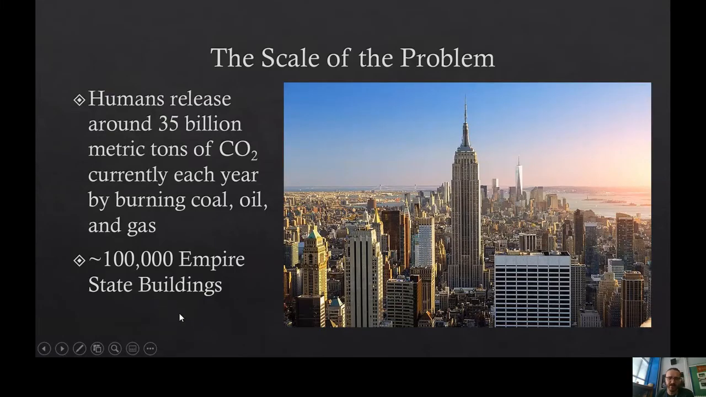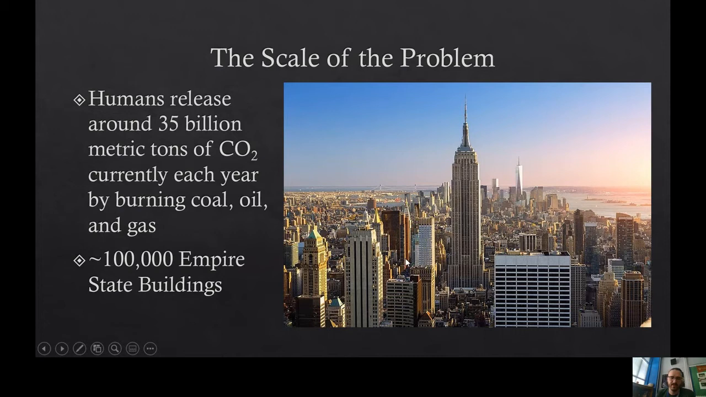These calculations I'm about to show you with the Empire State Building and the next one, I basically just did the scratch work right here before I did the video. So if these are a little off, send your hate mail to somebody else. But yes, something in the ballpark of 100,000 Empire State Buildings worth of CO2 by weight.